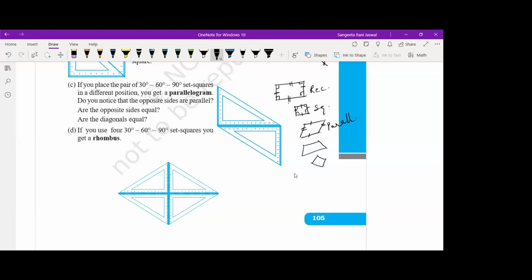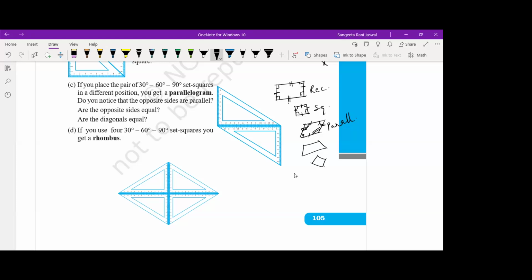But in a parallelogram, see, parallelogram has the same properties as a rectangle, right? That opposite sides are parallel and equal. But the thing is that here the angles are not 90 degrees. The opposite angles are equal. This angle is equal to this angle and this angle is equal to this angle. And similarly, there are differences between their diagonals also.